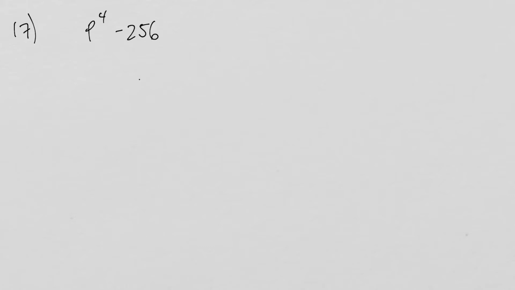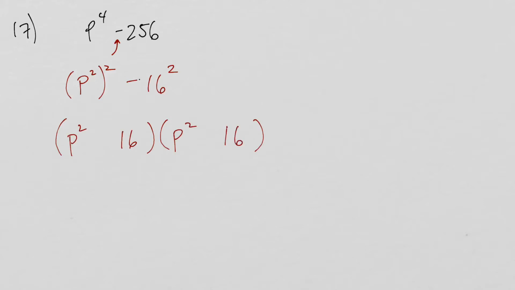Okay, again, we have the difference of two squares. The first item is p squared squared minus 16 squared. So you're going to end up with the conjugate pairs. The first item's p squared. The second item's 16. You put a plus in one spot and a minus in the other spot to give you your conjugate pairs. Now this is prime because it's the sum of two perfect squares.